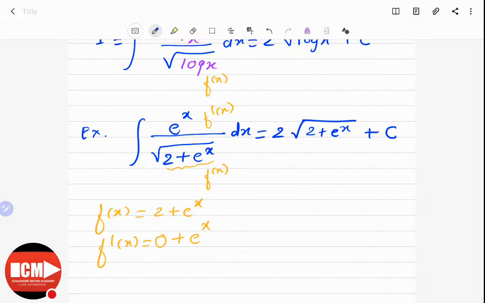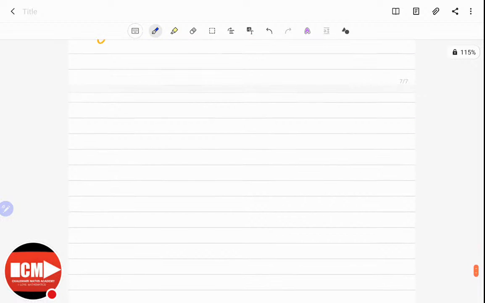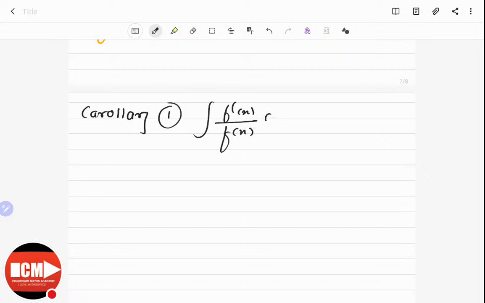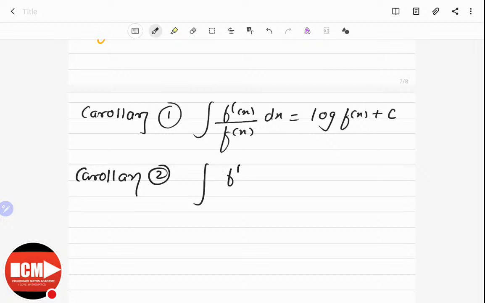Okay, so here we covered two corollaries. The first corollary was integration of f dash of x upon f of x with respect to x. If you remember, its answer was log of f of x plus c. Then corollary number 2 was integration of f dash of x divided by under root f of x with respect to x is twice of under root f of x plus c.